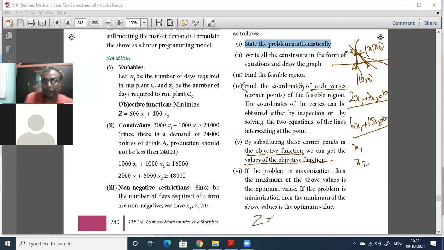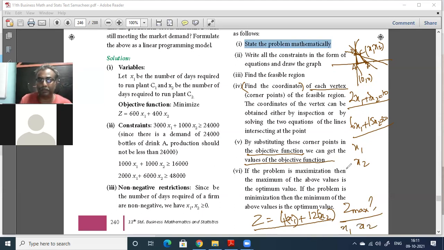Suppose they had given, no, this is what is given. The maximizing function is 4x1 plus 12x2. Okay, what is the value? For all these 4 points, you put x1, x2 values and find out which one z is the greatest, which one z is maximum. That value of x1 and x2 is the solution that you are wanting.